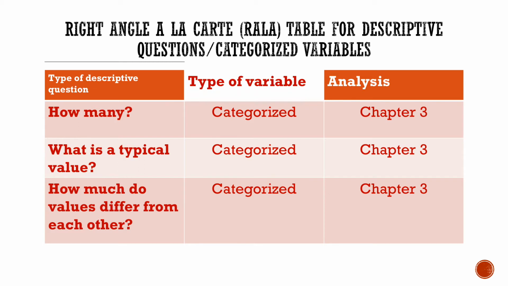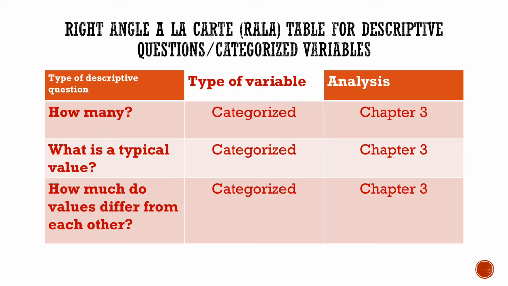This is the right angle a la carte table for descriptive questions and categorized variables. Here are some examples of descriptive questions you might ask about categorized variables. You might ask, how many? What is a typical value? How much do values differ from each other? In column 2, you list the type of variable. In this example, all the variables are measured as categorized variables. In column 3, you'll fill in the type of analysis for each question. I won't fill in the particular statistics for these questions yet. Once we learn these statistics in Chapter 3, you can come back and fill in Column 3.